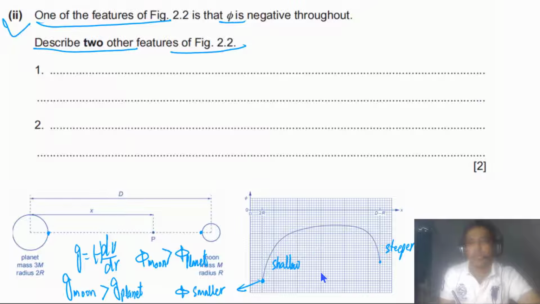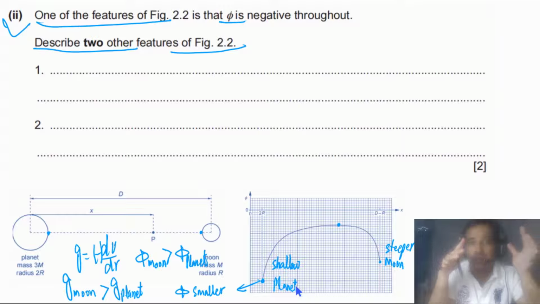And also we can say something about the point of maximum potential. At this point potential is maximum, and this point is closer to the moon because this side is representing the moon. On this side we have the moon, on this side we have the planet. So these are the points you need to understand. We can talk about potential at the surface of the planet, potential at the surface of the moon, the value of G at the surface of the moon, and the value of G at the surface of the planet, and we can compare them.